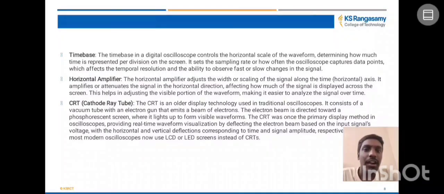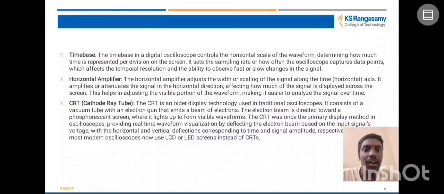Next, the horizontal amplifier. The same work that is done by the amplifier is also done by the horizontal amplifier. It adjusts the width scaling of the signal based on the horizontal axis, not on the vertical axis. It amplifies the signals in the horizontal direction, affecting how much of the signal is displayed across the screen.